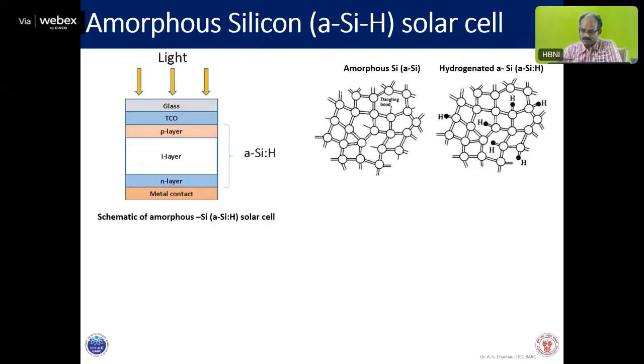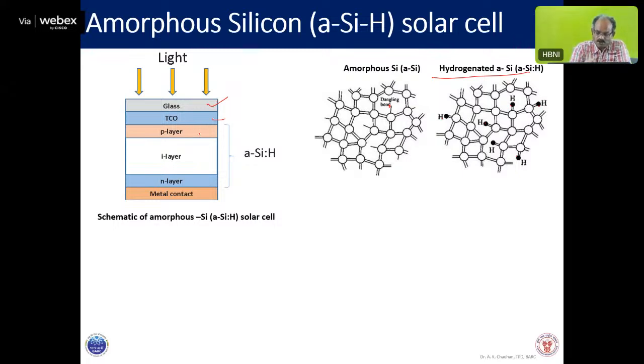So amorphous silicon, as I said, suppose this is the structure, you have many dangling bonds here. These dangling bonds are all saturated by hydrogen by a process called hydrogenation. A typical amorphous silicon solar cell structure is like this. You have a glass top, and over that you have a transparent conducting oxide. What is transparent conducting oxide? It is an oxide material which is actually conducting, but at the same time transparent also.